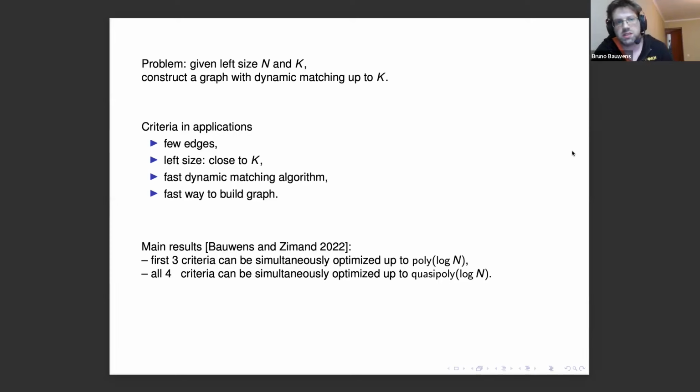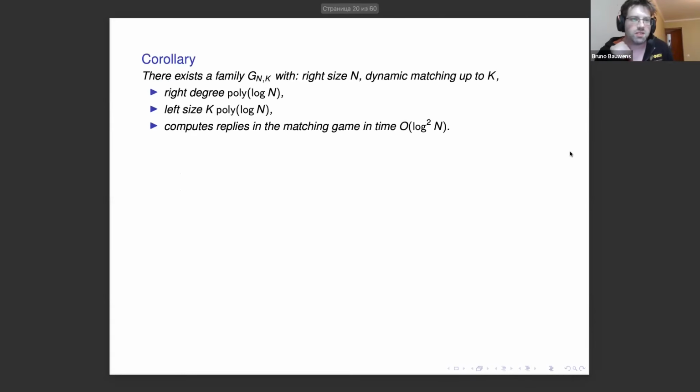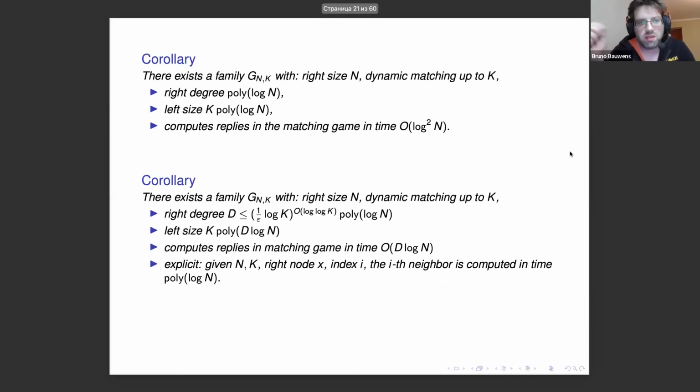Okay, so these are the main results, and there are some applications in the next slide. Sorry, go to the next slide. And how do we get it? Here are some corollaries. There is a main result, and here are the formal two statements of the result.